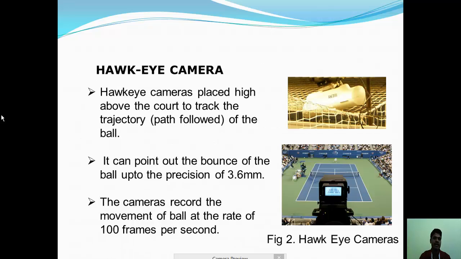Hawkeye camera. Hawkeye cameras are placed high above the court to track the trajectory of the ball in tennis. They can point out the bounce of the ball up to a precision of 3.6 mm. The cameras also record the movement of the ball at the rate of 100 frames per second.